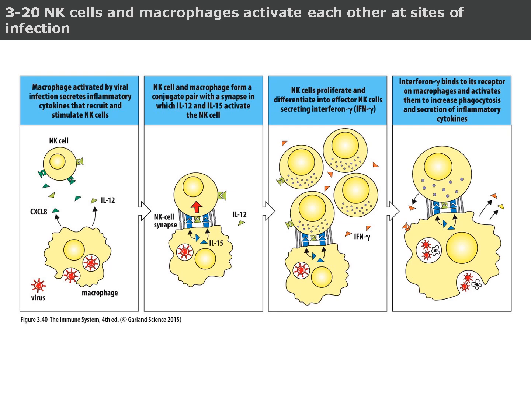When a natural killer cell comes into contact with the infected macrophage, the two cells form a close connection called a synapse. Through this synapse, the macrophage delivers more activating signals using interleukin 12 and another cytokine called interleukin 15. These signals cause the natural killer cell to multiply and develop into an effector natural killer cell.